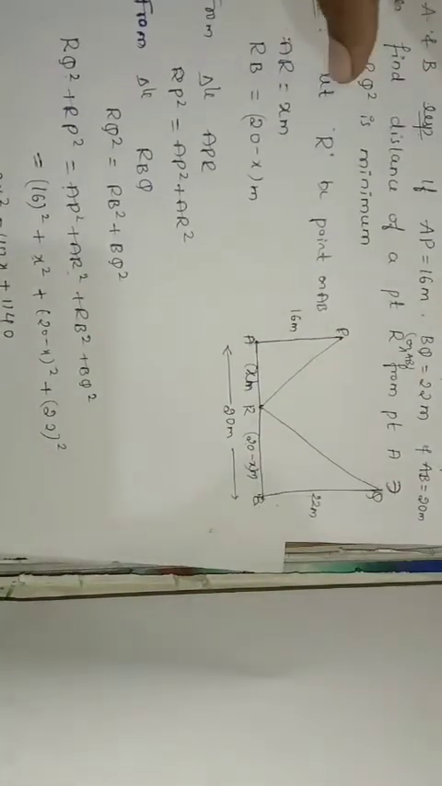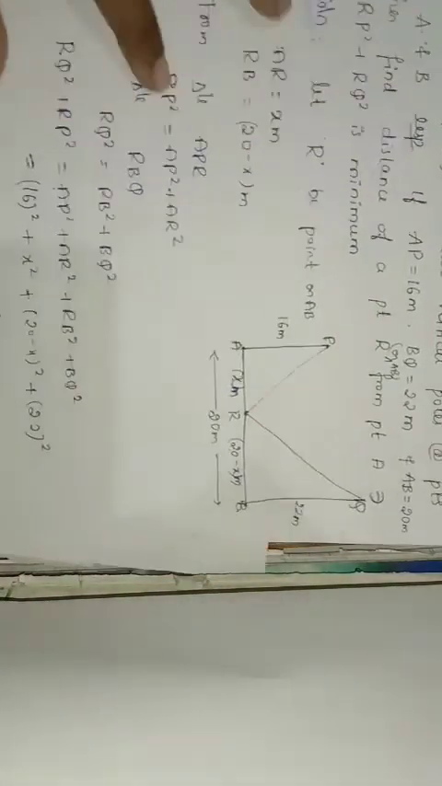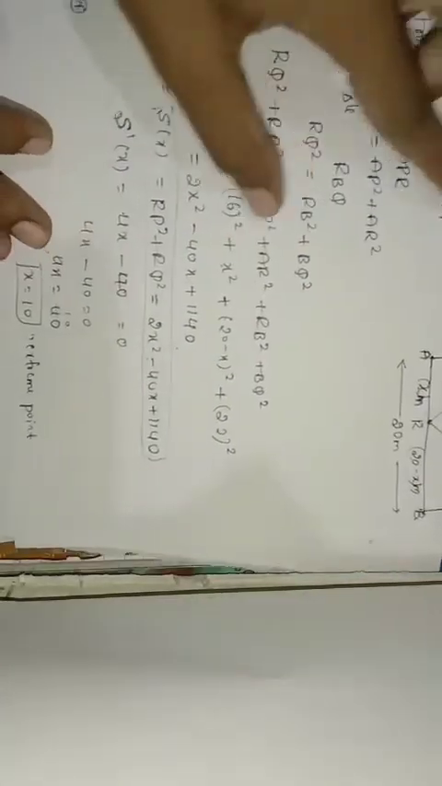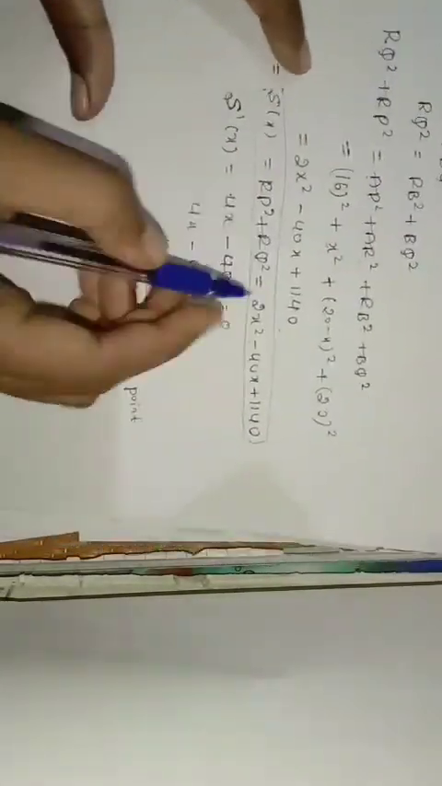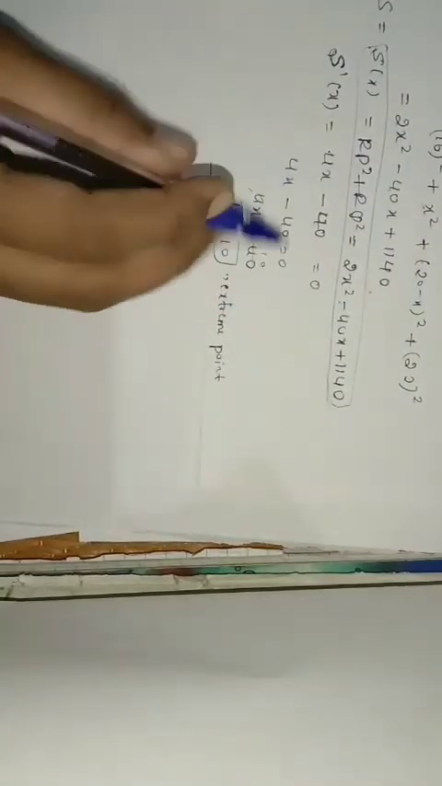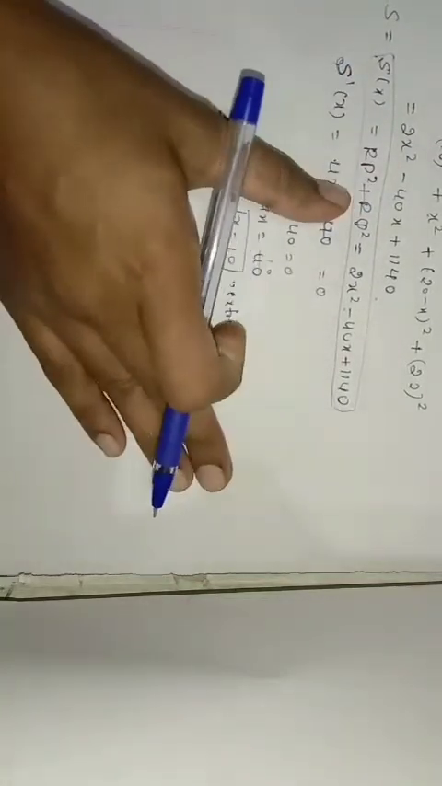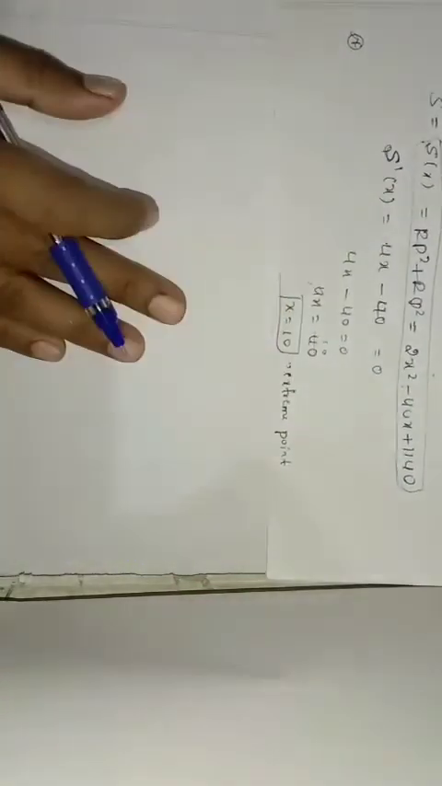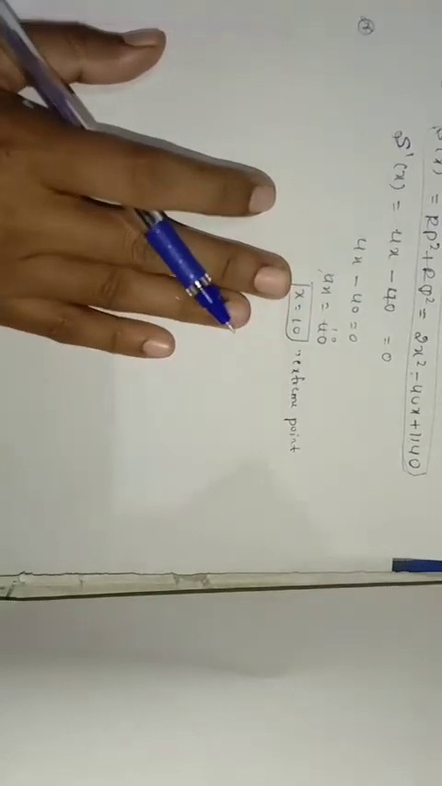See, they have given this problem like this. So what you have to do is first see what is given, and form an equation. After that, you have to follow the procedure of the second derivative test. So x is equal to 10 is the extreme point.